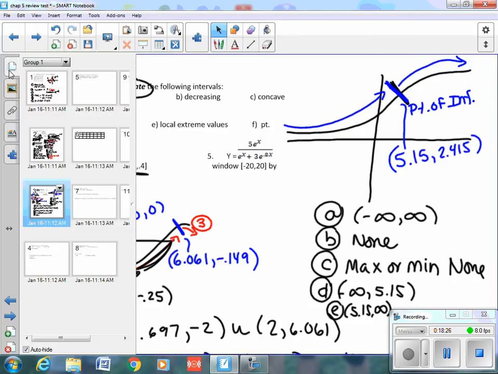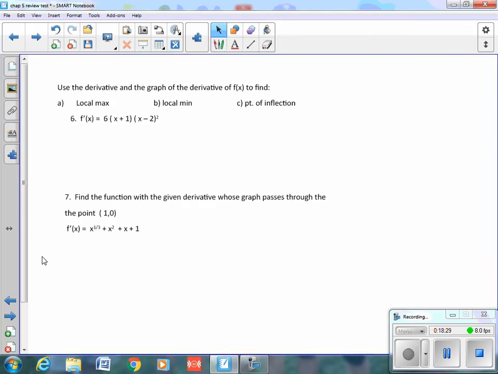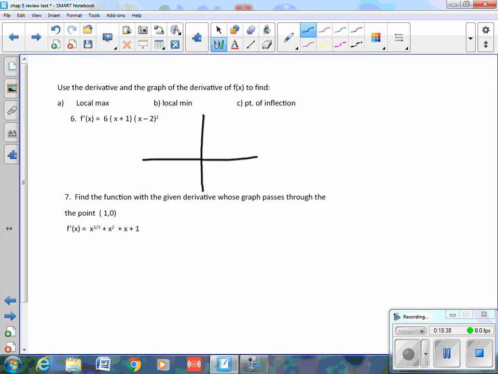Okay, the next problem. Use the derivative and the graph of the derivative of f of x to find this. So, you can either use your graphing calculator to graph this, or you can go back to algebra 2 and graph this. So, I'm going to put an answer at -1. I know it crosses the x-axis at -1, and I also know that it crosses the x-axis at +2. We learned this from algebra 2 and college algebra where it crosses the x-axis.